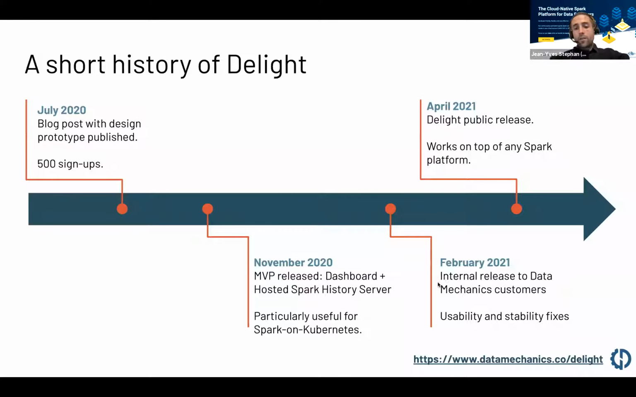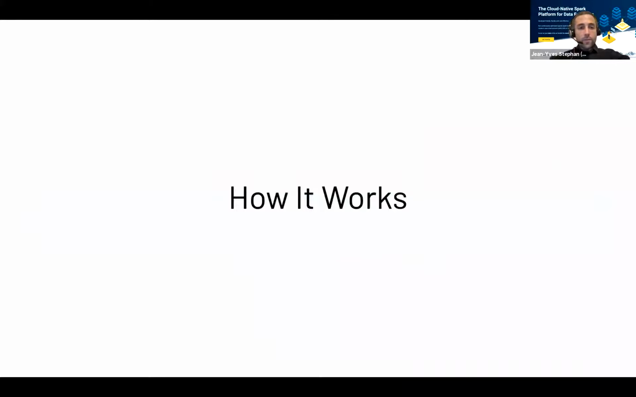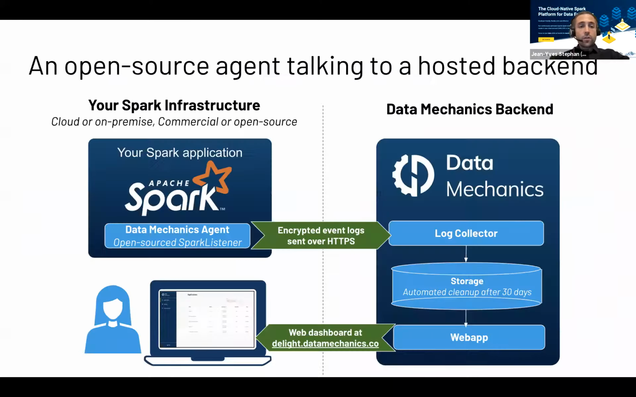Earlier this year, we released new screens for Delight, first to our own customers, and for about a month and a half, it's been available for anyone. It works on top of any Spark platform, and it is entirely free. So let me explain the architecture of how it works. There are two pieces to Delight. There is the agent, which is basically a jar attached to your Spark application running inside the Spark driver. And this agent is open source. I'll show you our GitHub project later.